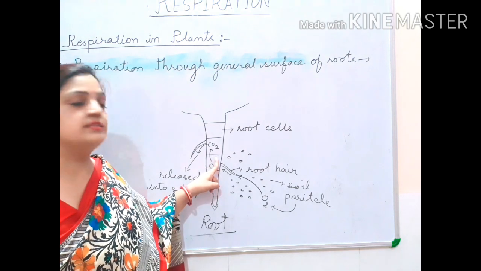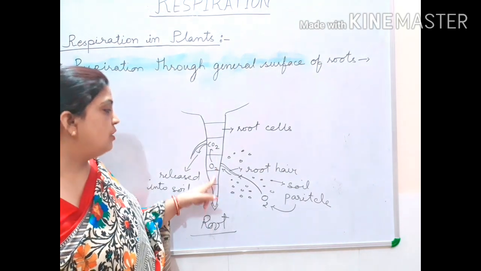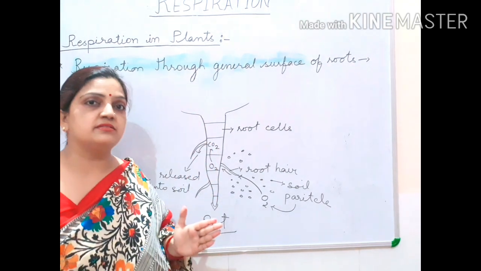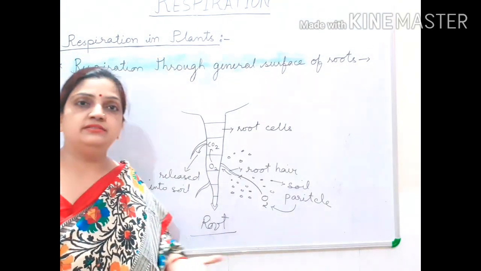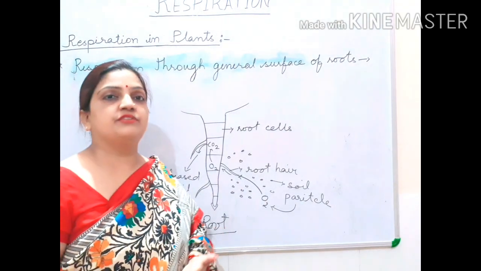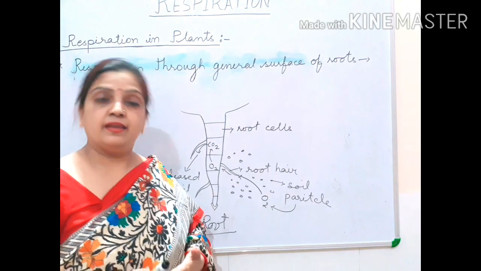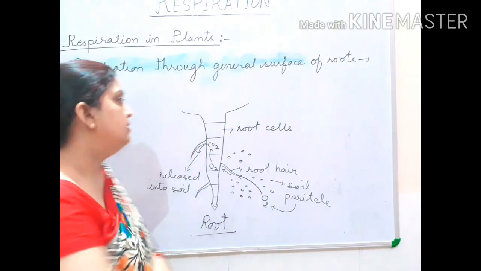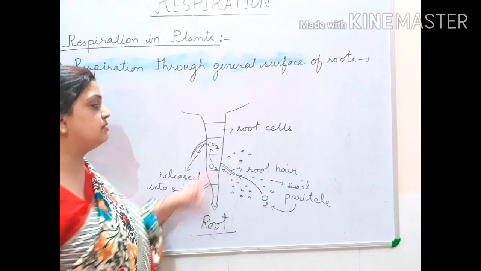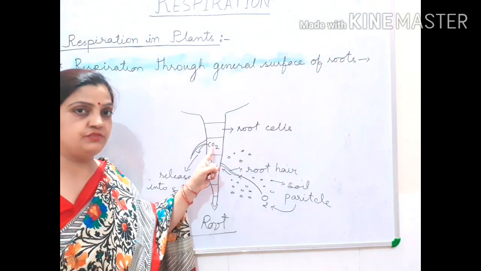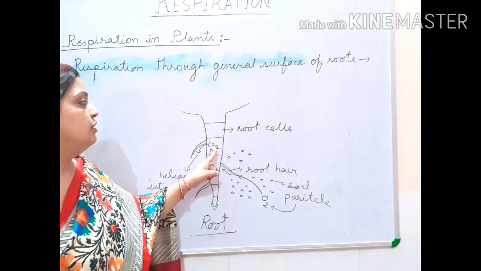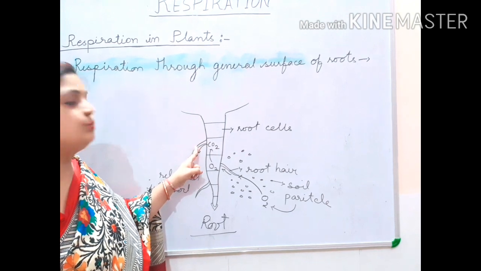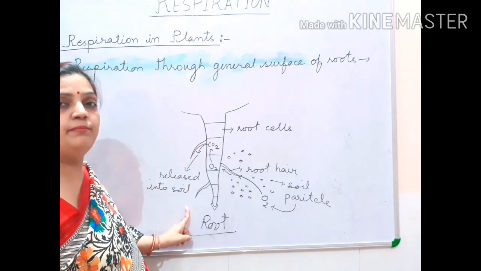Now inside the cell of a root, the oxidation process will take place, glucose will burn, and carbon dioxide and water will be produced. Again in the same manner, this CO2 which is produced inside the cells of the root will diffuse out by the root hair into the soil back.